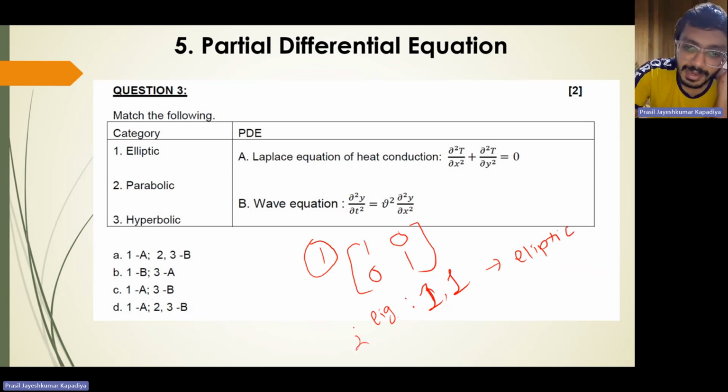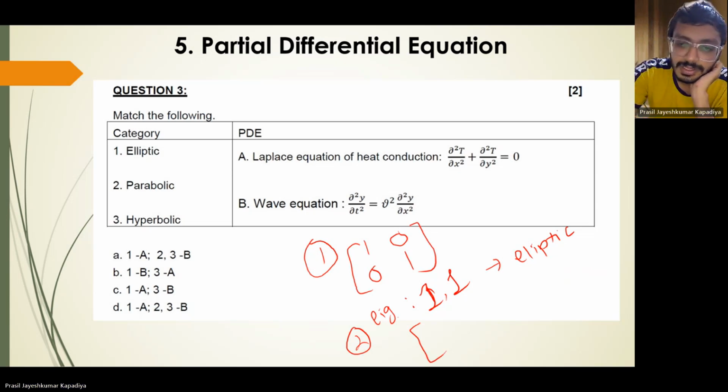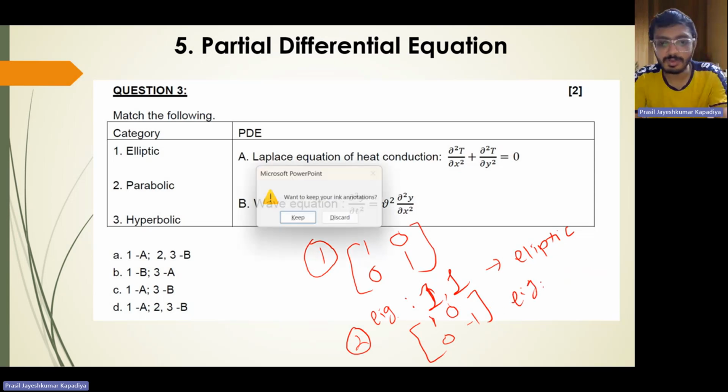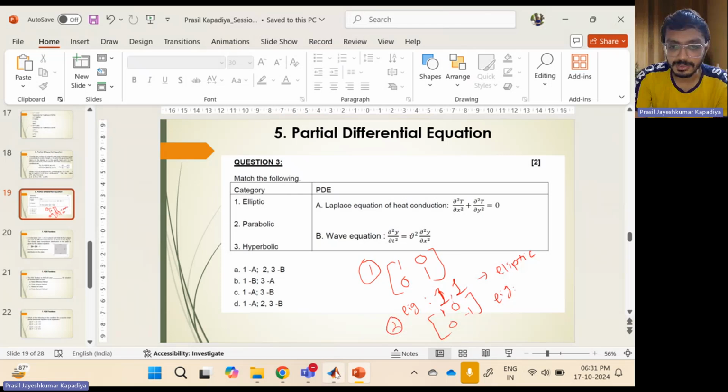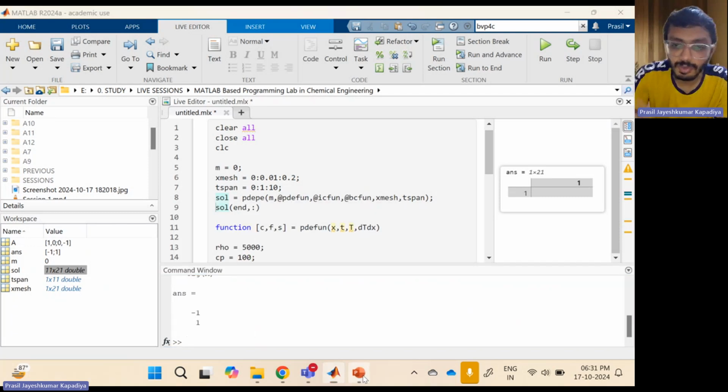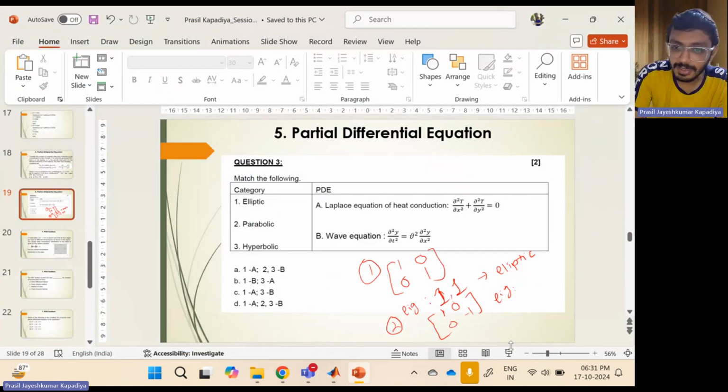For the second equation, the first coefficient is 1 and 0, and for this value, if I keep this side, it is 0 comma minus 1. So my eigenvalues will be different, right? The matrix is [1 0; 0 -1], and if I find the eigenvalue, it is minus 1 and 1. So it is a combination of positive and negative values.